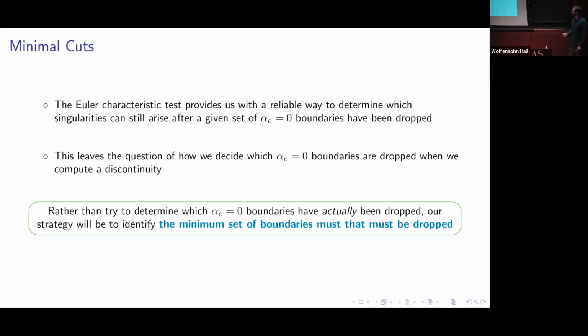So we can use this Euler characteristic test to reliably decide whether a given singularity can appear after we've dropped some number of Feynman parameter boundaries. But this still leaves the question of how we decide which of these boundaries we should think of dropping when we compute a discontinuity in the first place. Rather than determine which boundaries have actually been dropped, which is in general a hard question, it requires knowing where in Feynman parameter space all our singularities arise, our strategy will instead be to identify a minimum set of boundaries that must be dropped whenever we take a discontinuity with respect to a given kinematic singularity.